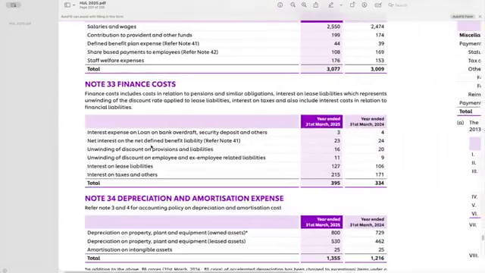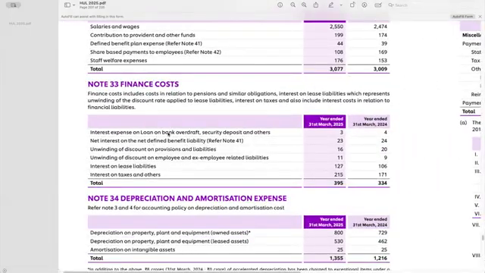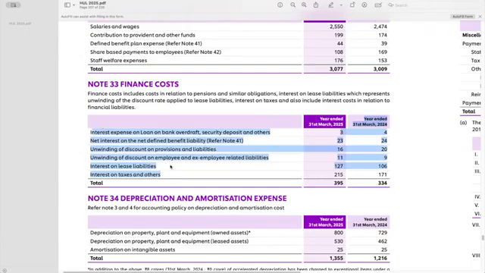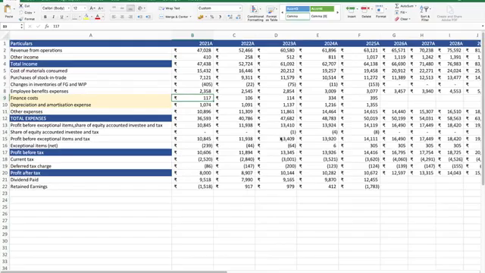So you see this finance cost is coming from different areas. Interest expense of loan on bank overdraft, right? This is for the short-term loans. Then unwinding of discount of provisions and liability, interest on leases, interest on taxes. If you have deferred tax liability, you have to pay interest there also. So there are different areas from where this interest is calculated, but we need not go into this much detail. Just for your knowledge, I'm showing you what all things are there. So I'll quickly get all these values.